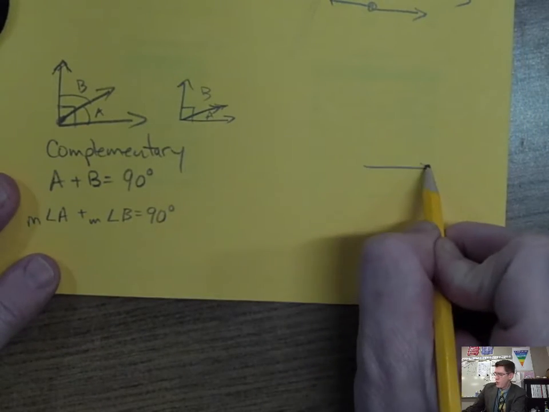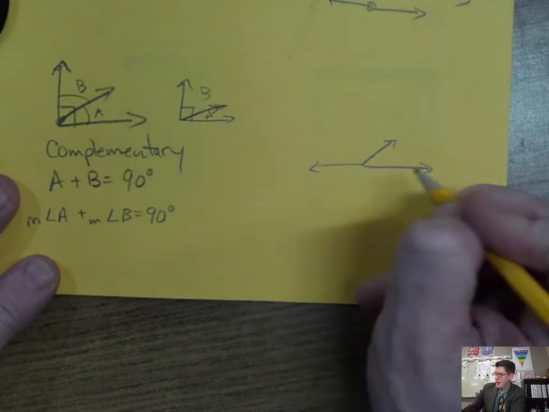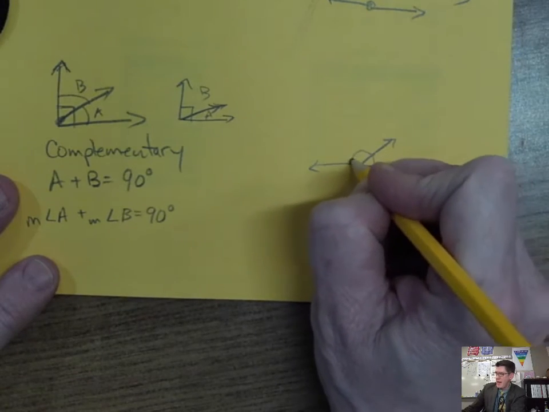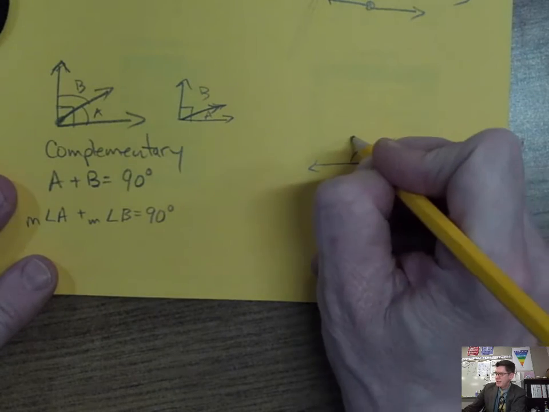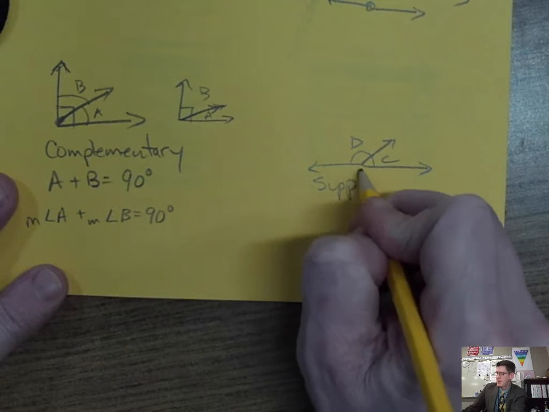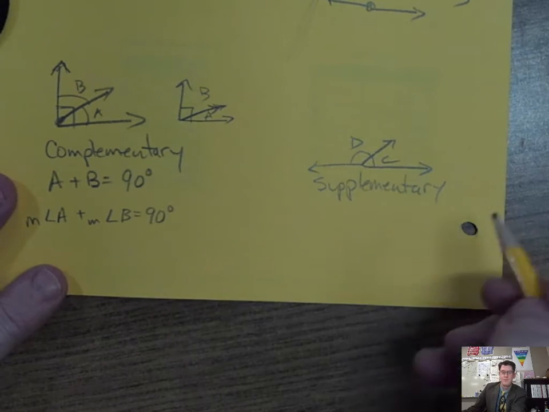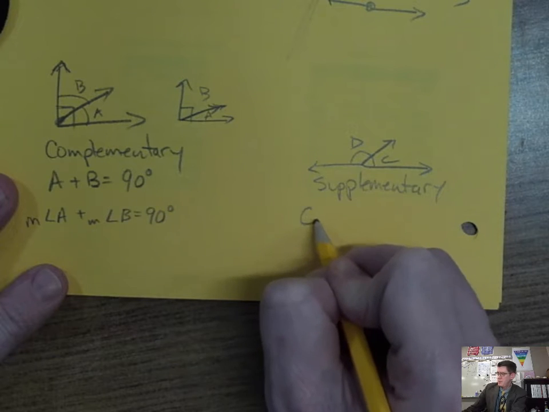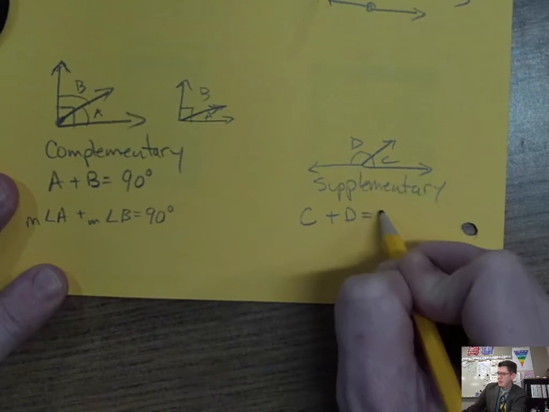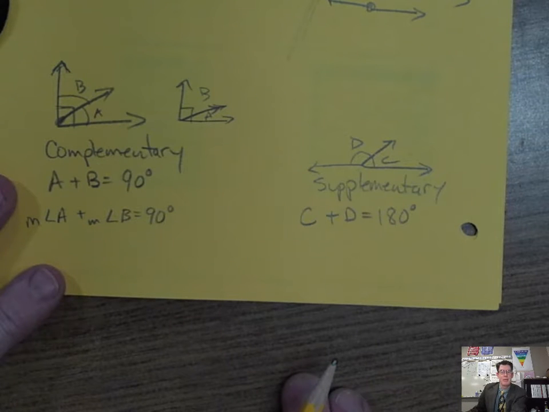If you have one angle that's maybe like this, and then another angle that comes over here where they add up to 180, let's say it's angle C and angle D, that's called supplementary. They supplement each other very well. So C plus D, when you add them together, if you get 180, they are supplementary.